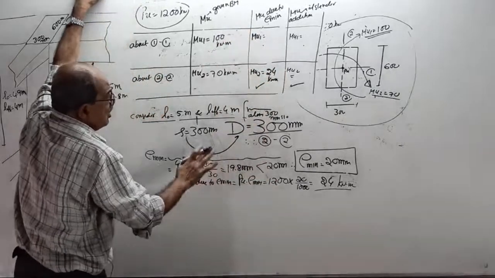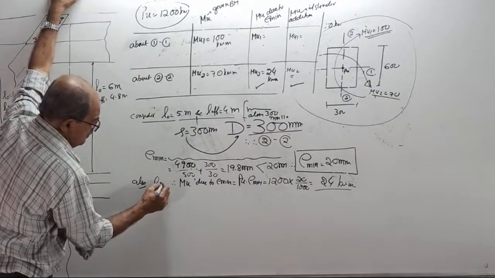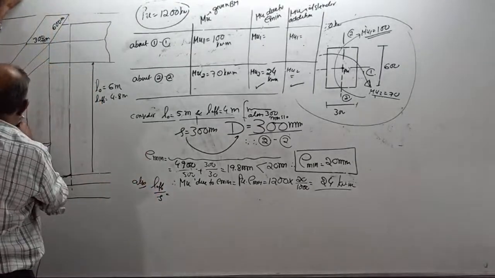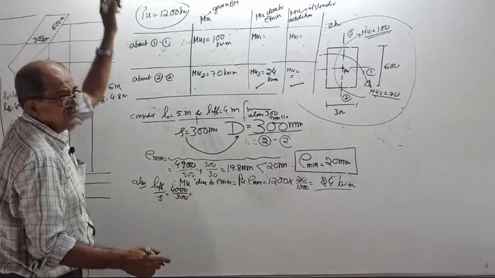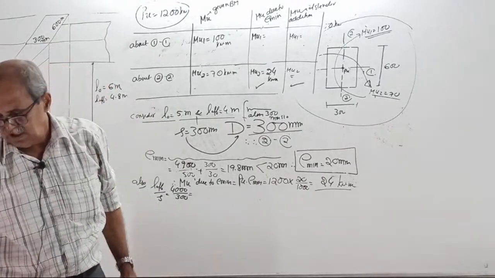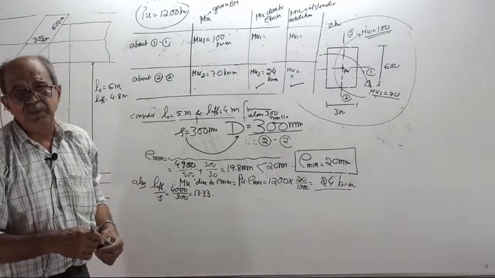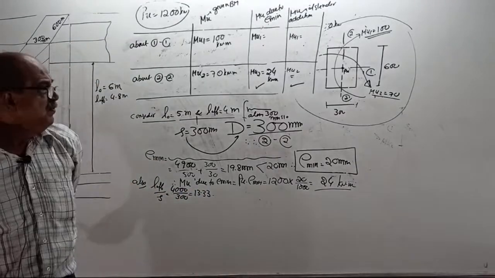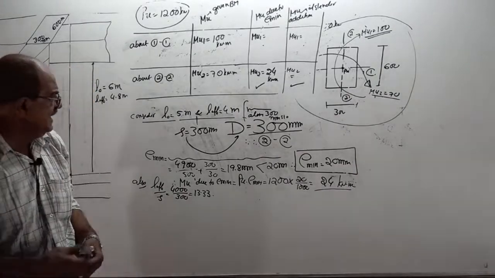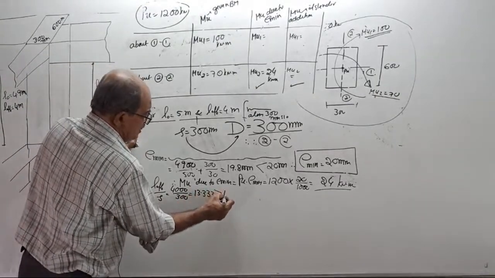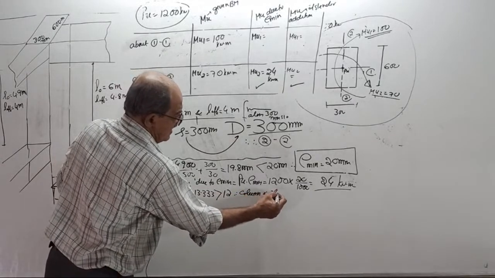Okay, now also continue once again. And also L effective by S. L effective I told 4 meter. 4,000 by 300. Answer. It is undoubtedly 13.33. Yes or no? Is it correct? 4,000 by 300 is 13.333, which is more than 12. Therefore, column is slender.